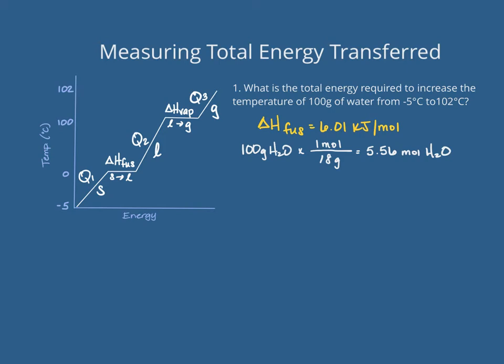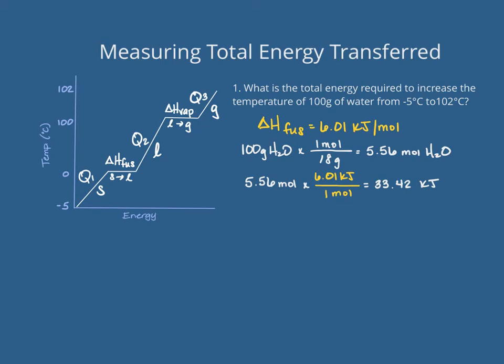So now I can use that plus my delta H fus conversion factor. So I start with my 5.56 moles times my 6.01 kilojoules over 1 mole. My moles are going to cancel, and that's going to give me 33.42 kilojoules. So in order to melt 5.56 moles of water, or 100 grams of water, that's going to require the addition of 33.42 kilojoules of energy.